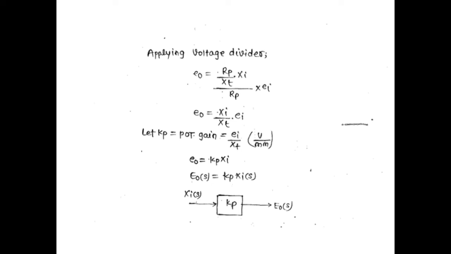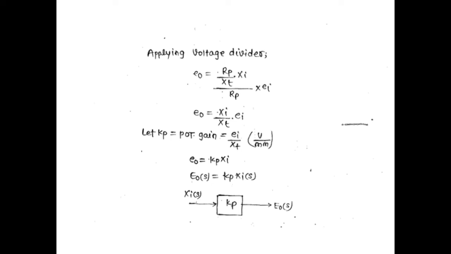Let's forget about the mathematics. The only thing to remember about a potentiometer is that it takes the input as a position, it gives the output in the form of a voltage, and it has a certain gain. That gain depends upon the value of its total resistance and the input voltage fed to the potentiometer. Correct. So till now, students, we have studied an armature controlled DC servo motor. We have studied a field controlled DC servo motor. We have also seen a potentiometer, or a potentiometric error detector.